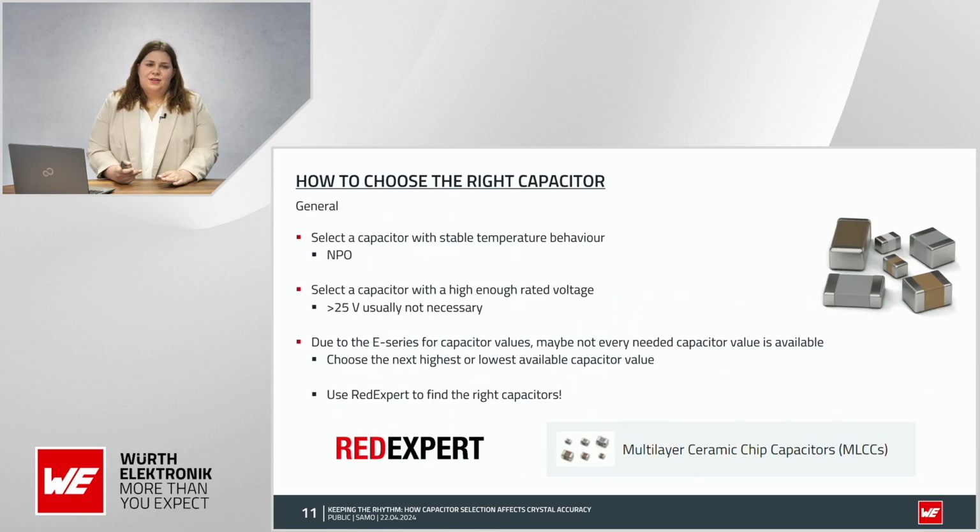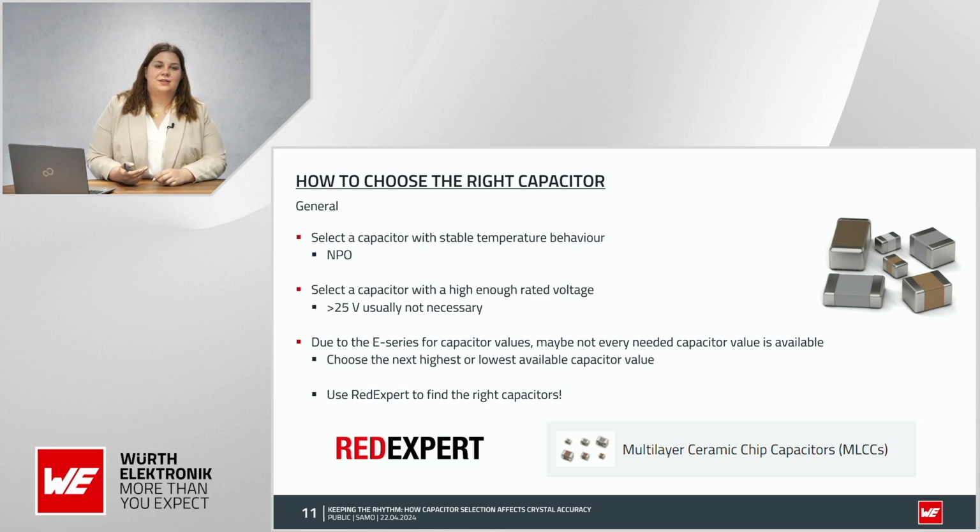So what can you do then? So what are the tips or tricks I would give you today to choose the right capacitors? First of all, you should select a capacitor with a stable temperature behavior. So an NP0 capacitor is the right one to go with. So why do we need a stable temperature behavior?